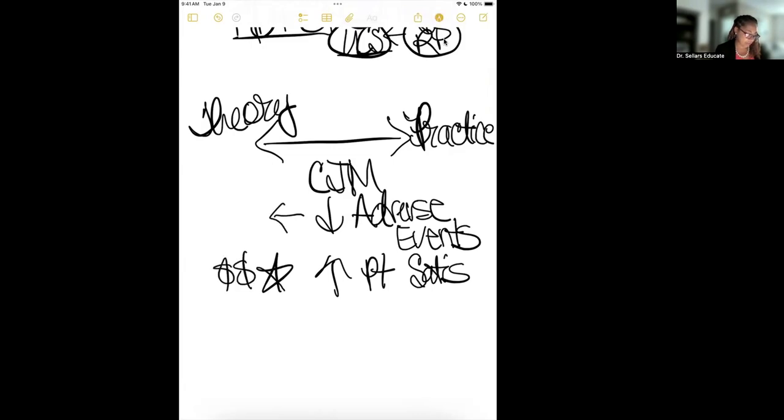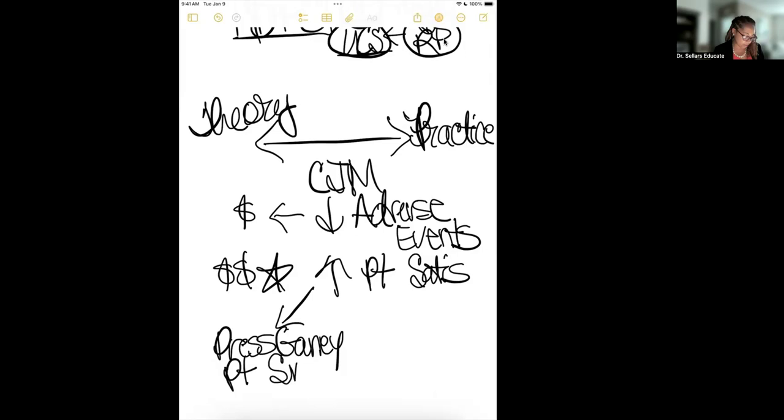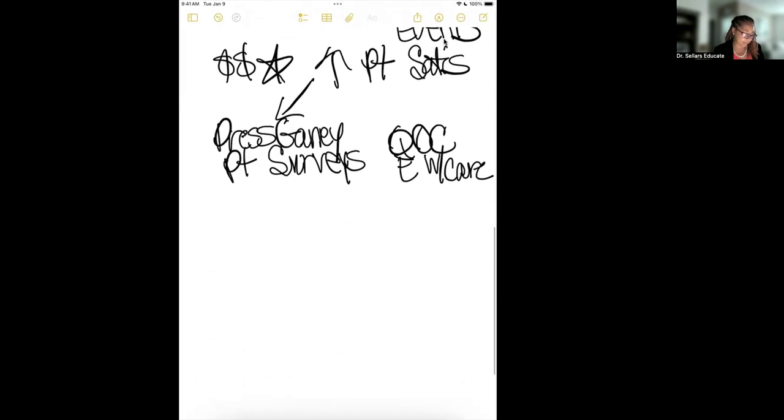This is too, but we know when it comes to patient satisfaction that there's patient surveys. We know that there's Press Ganey and other patient surveys, right, that want to quantify the quality of care and the experience with care. That's what they're all about.